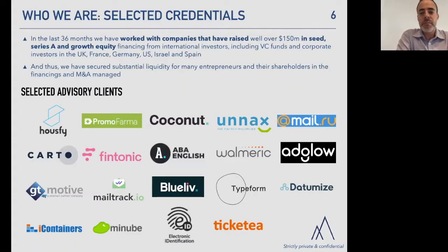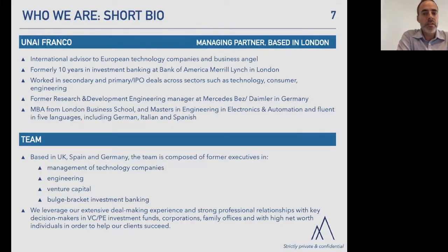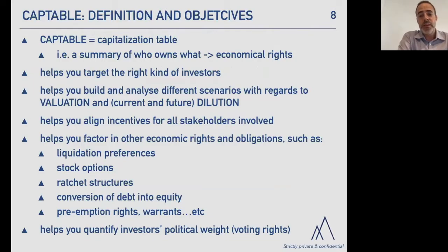So these are some of the names of companies that we've been working with. They're all on the website. Just a few words on myself. I co-founded Whitepeak with my partners about 4 years ago. And prior to that, I spent almost 10 years in investment banking, primarily at Merrill Lynch in London. And that was after my MBA at London Business School. And before my MBA, I worked as an engineer in R&D for Mercedes-Benz in Germany. Good, enough intro. So let's jump in, okay?